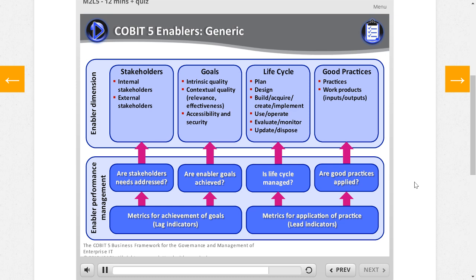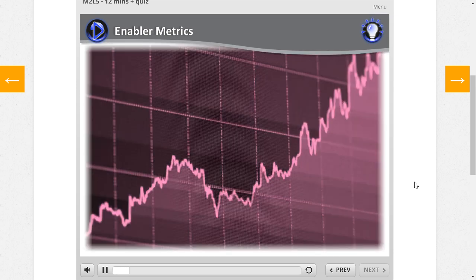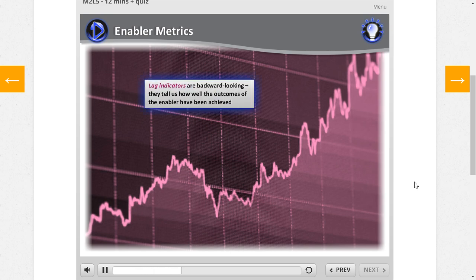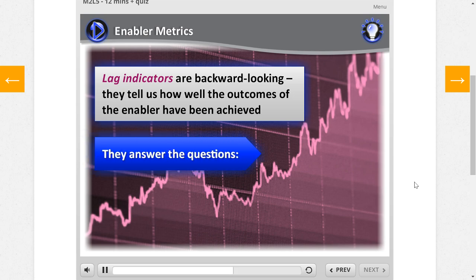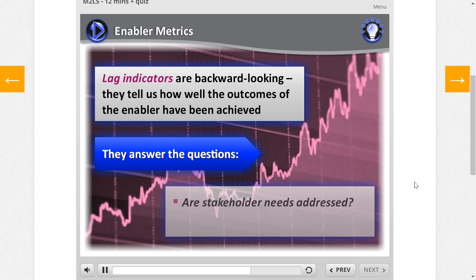In each case, the enterprise should define a set of metrics that will answer the questions posed and provide a basis for further improvement. The enabler metrics are of 2 types, known as lag indicators and lead indicators. Lag indicators are backward-looking. They tell us how well the outcomes of the enabler have been achieved. They give answers to the questions, are stakeholder needs addressed? And, are enabler goals achieved?